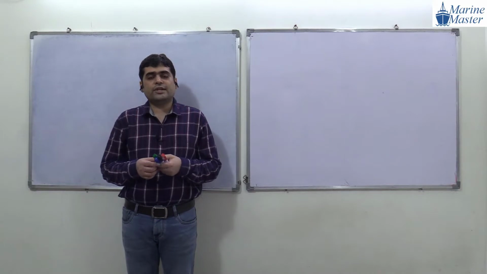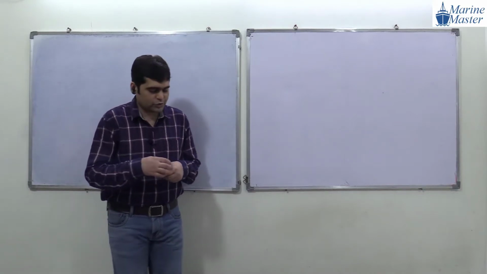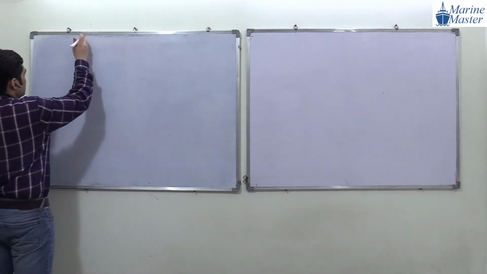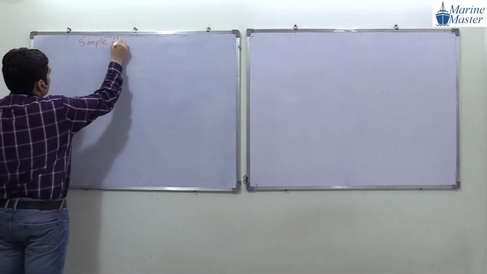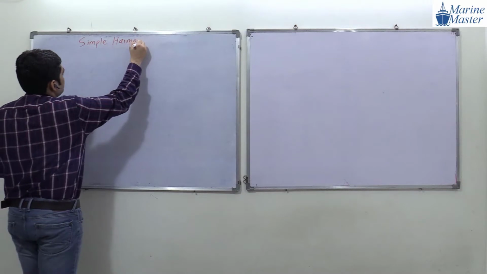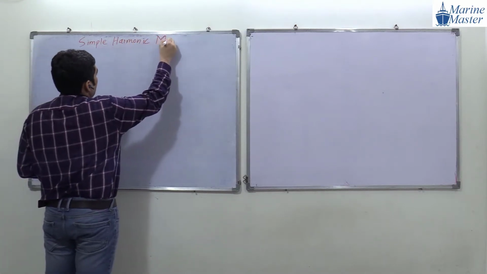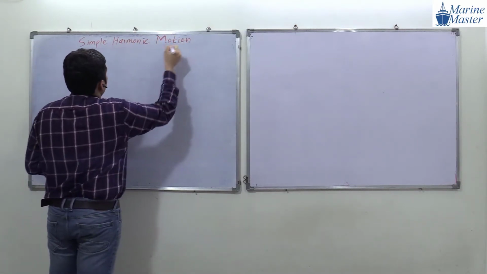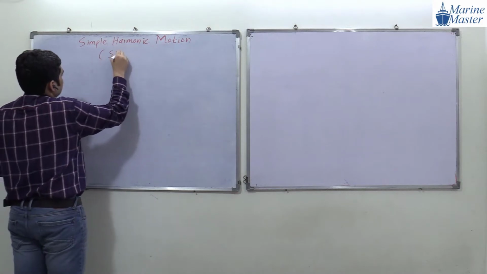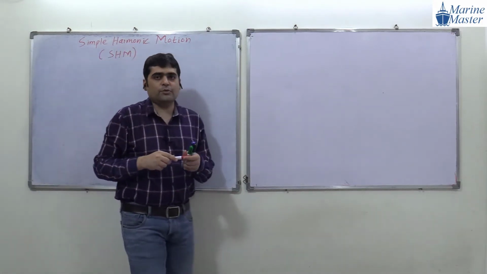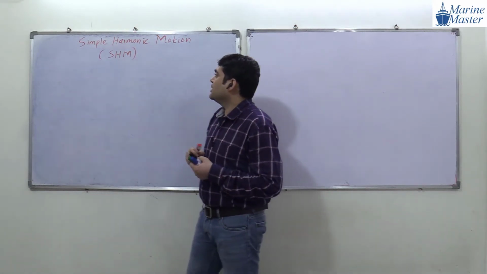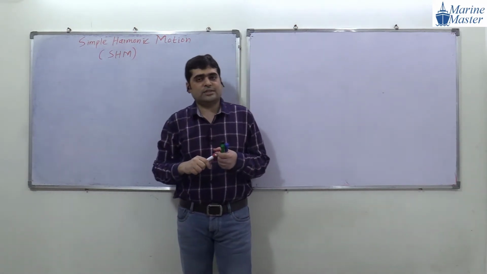Now we are going to study the next chapter, Simple Harmonic Motion. Everyone, give the heading: Simple Harmonic Motion. In shortcut we denote it by SHM. SHM means Simple Harmonic Motion.